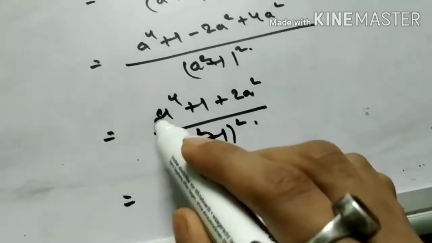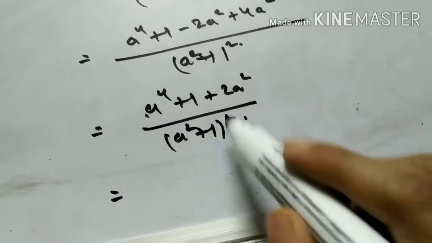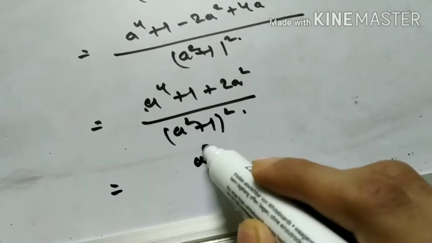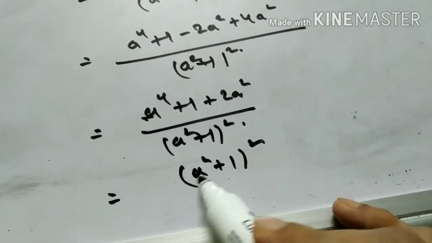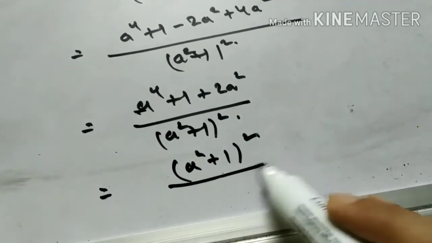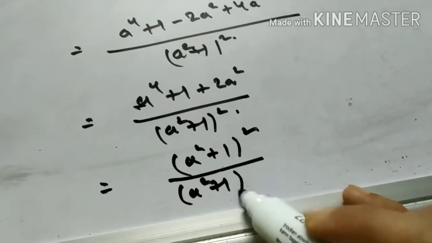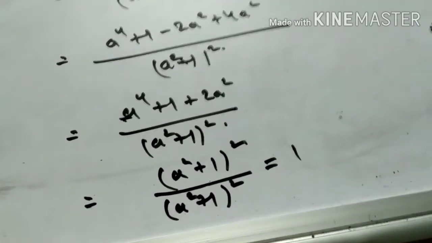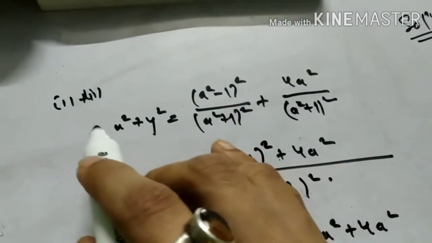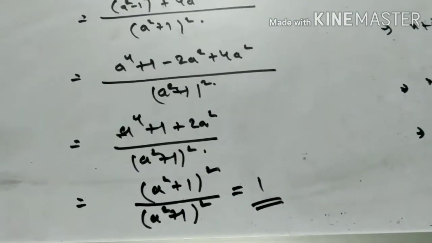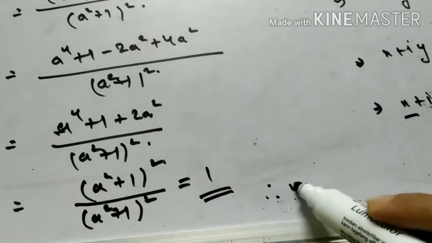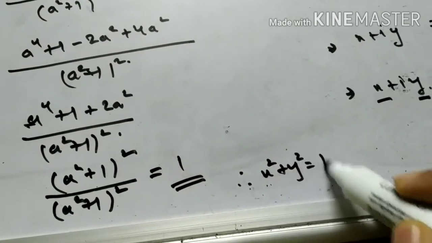If you look at this nicely, this is the formula of (a square plus 1) the whole square. Understand? So you will get (a square plus 1) the whole square by (a square plus 1) the whole square. You cut it, it is equal to 1. Understand? So x square plus y square is equal to what you got? 1. This is the answer. You can write, therefore x square plus y square is equal to 1.